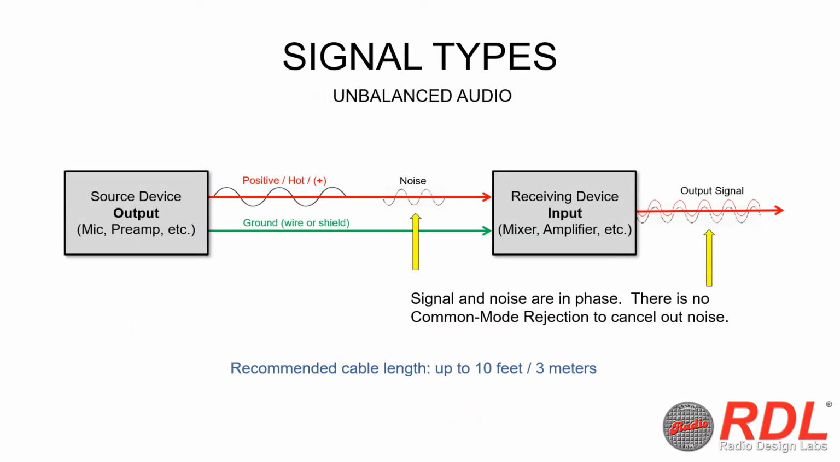Unbalanced line level signals require two wires, one for the signal and one for ground. Also similar to an antenna, unbalanced cables are susceptible to attracting unwanted noise and interference along the way. However, unlike with a balanced signal, there is no common mode rejection to cancel out the noise. Therefore, unbalanced cables are typically used for very short distances, which helps minimize the potential to induce noise. Because of these limitations, we recommend cable lengths of up to 10 feet or 3 meters.